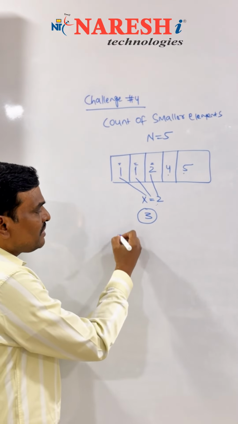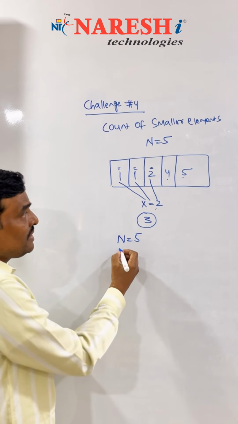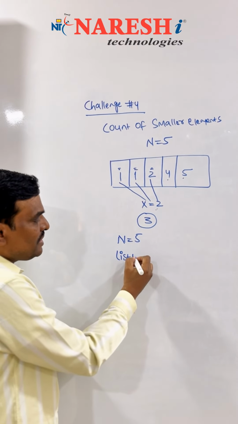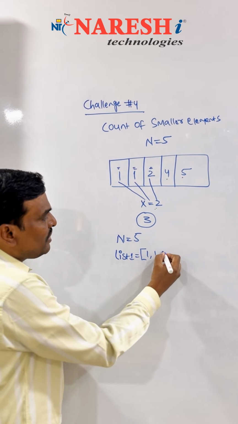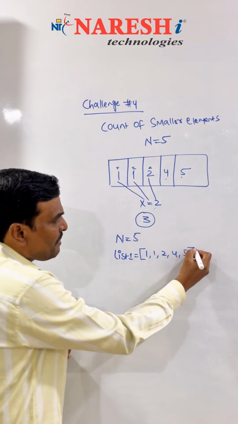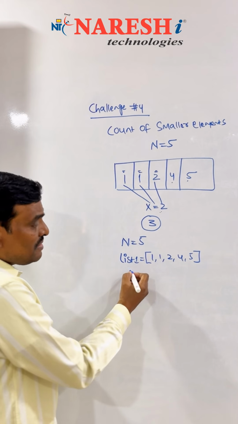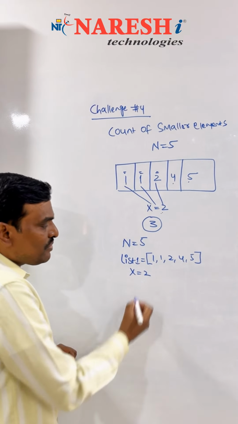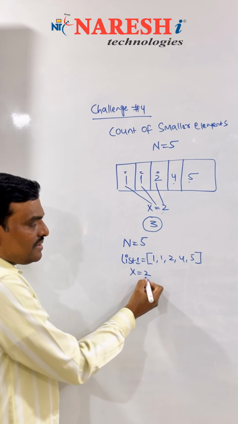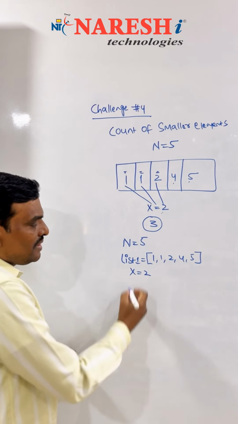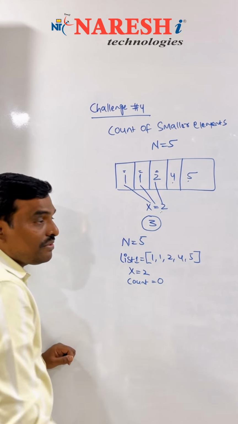Assume that the value of n is given as 5, and assume that there is one list, list1, which consists of 1, 1, 2, 4 and 5. So these are the values which are there in the list. And assume that the input x value is 2. Means I should count all the elements which are less than or equal to 2. Now here I am taking one counter, so count is 0.